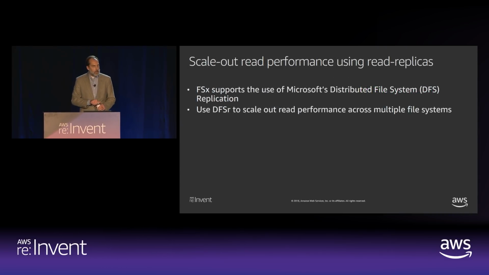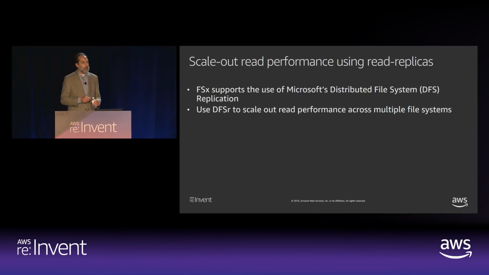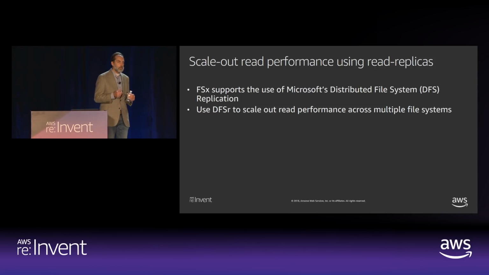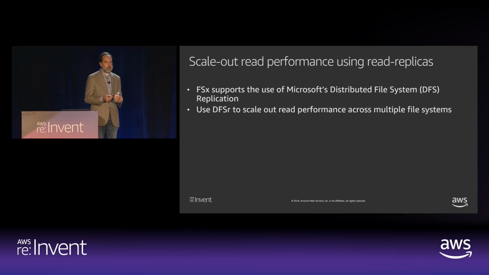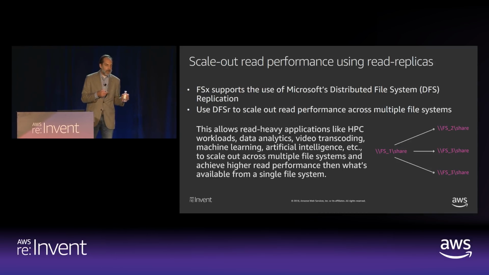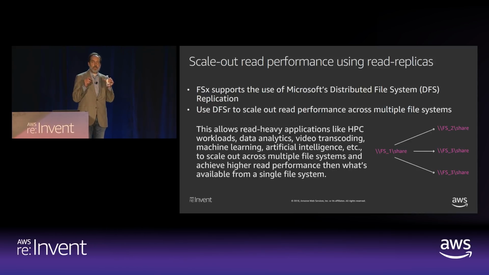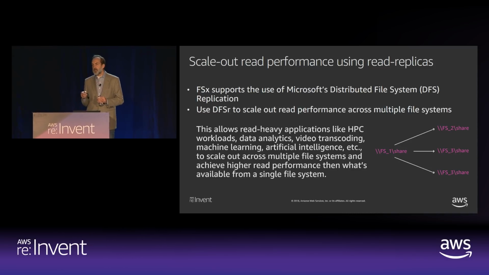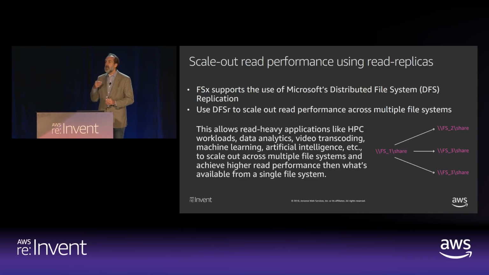So you may be familiar with a term, read replicas, sort of from the database world as well. And this is really a way that you can scale out your read-heavy workloads like HPC data analytics, video transcoding, machine learning, AI, across multiple file systems to achieve higher and higher read performance. So what this looks like is you would have a file system, and then multiple file shares that individual clients would be able to access. And this data is replicated to those other file systems. Allows you to have different clients hitting different file systems and achieving high levels of aggregate throughput across this environment.